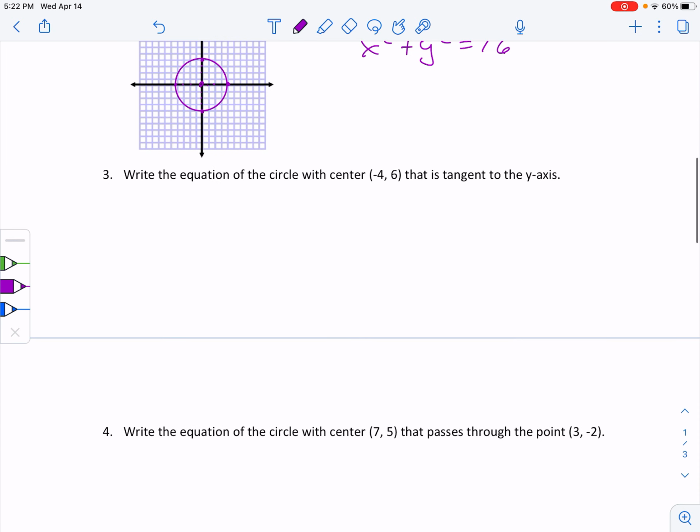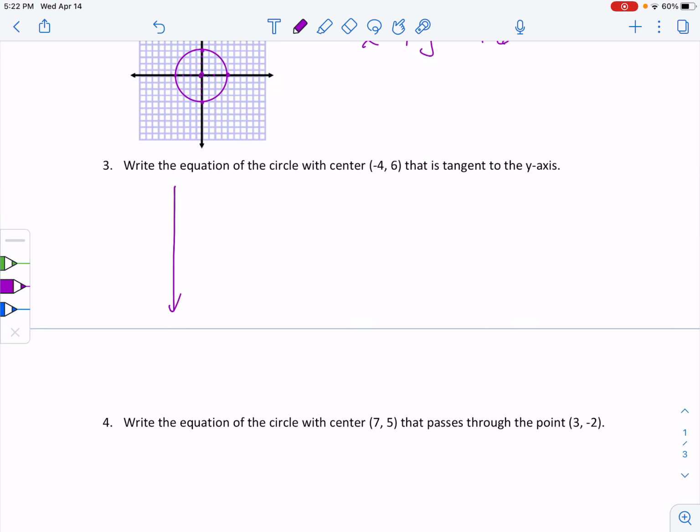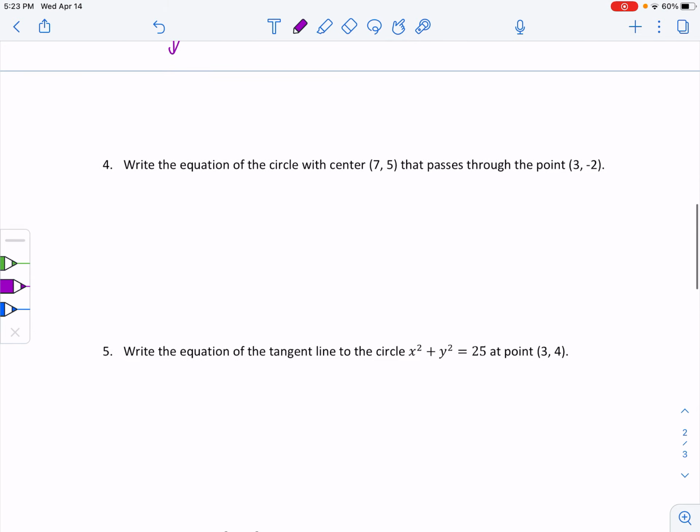All right, write the equation of a circle with a center at -4, 6 that's tangent to the y-axis. Tangent means it only touches at one place, right? So I'm over here at 1, 2, 3, 4. 1, 2, 3, 4, 5, 6. So this has to be the radius. It has to be 6. So it's (x minus h) squared plus (y minus k) squared equals the radius squared. So that's 36. Not bad. Are they all this easy? No. They're going to get a little more complicated, but not too bad.